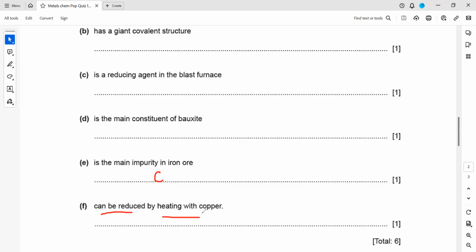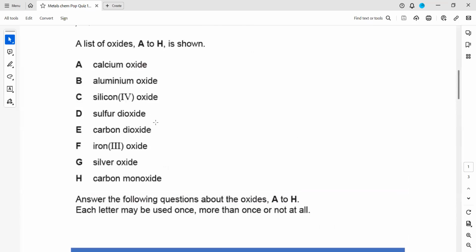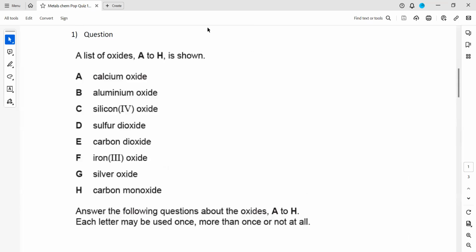Can be reduced by heating with copper. So it means it should be less reactive than copper. If copper is able to remove oxygen from this substance, it should be less reactive. So when we work out, for example, calcium oxide plus copper, will they react? No reaction. Why? Because copper is less reactive.